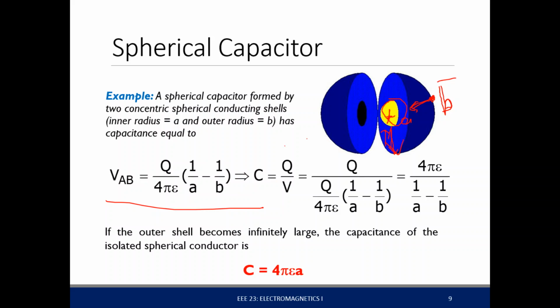There you go. That's the voltage. Then you compute the capacitance. It's just Q divided by V, and it's Q divided by this expression. Q will be cancelled, and the capacitance for a spherical capacitor becomes 4 pi epsilon divided by 1 over A minus 1 over B. If the outer shell becomes infinitely large, we get the capacitance of the isolated spherical conductor. Okay, so infinitely large, you have a conductor, quote unquote, at infinity. Your capacitance will only be dependent on the radius of the inner conductor. That's 4 pi epsilon A.